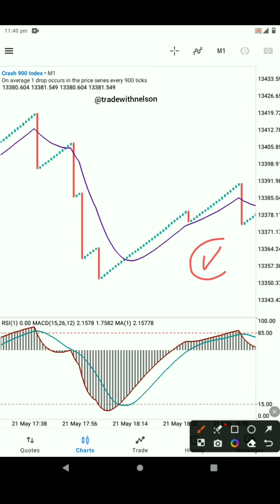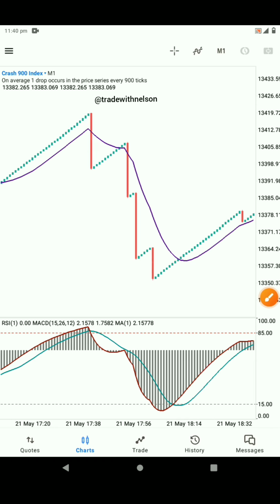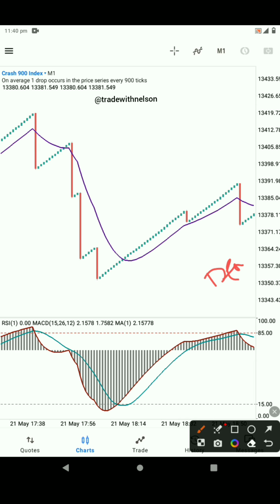After this, I want you to go back on your chart, backtest this strategy and trade it with your demo account in a live moving market. Compare your win rate and see how profitable you will be.